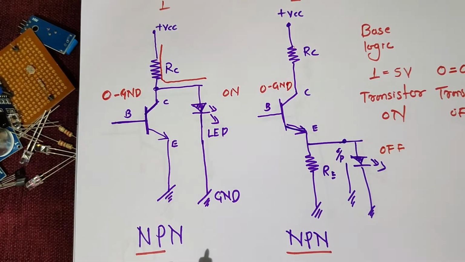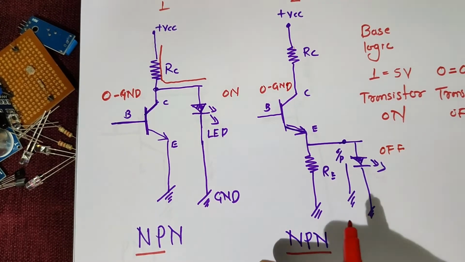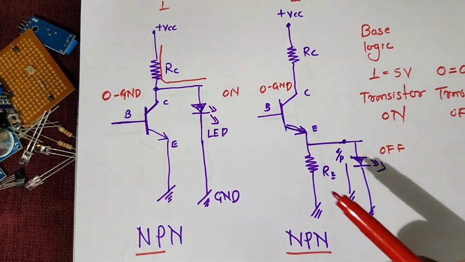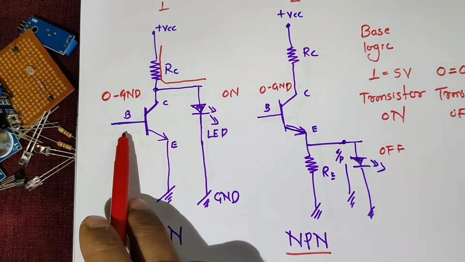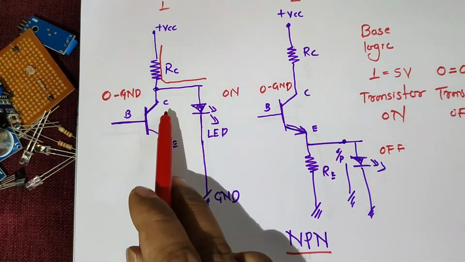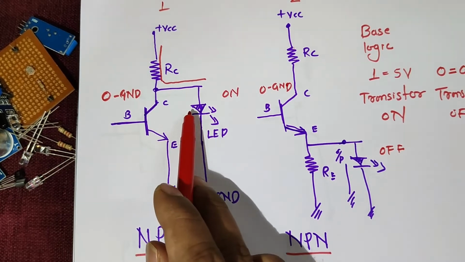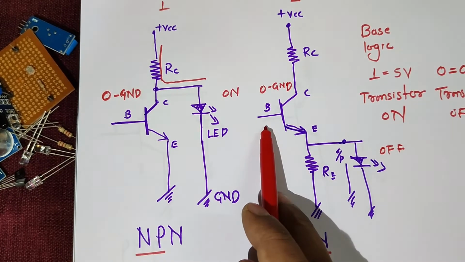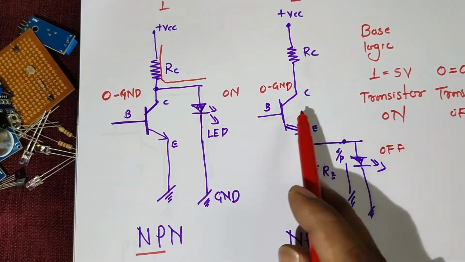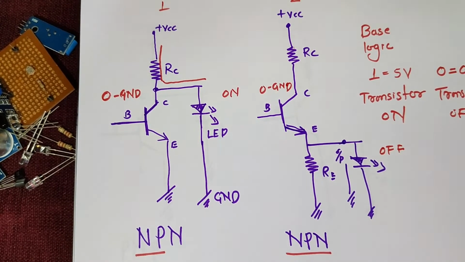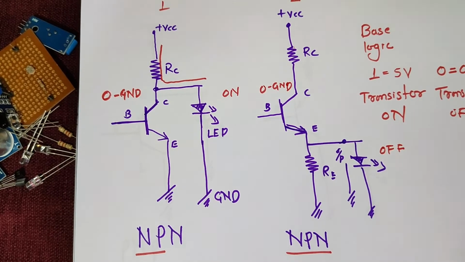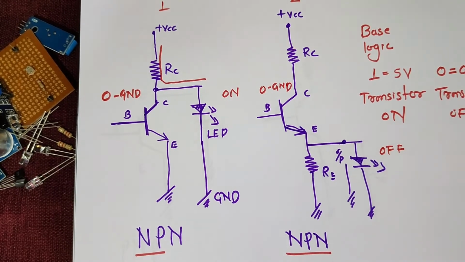Now you can observe that both are NPN, but the way we have taken the output differs: one is from the collector and another is from the emitter. So if the base is logic 0 and the output is with respect to the collector, it will be on, and if the base is at logic 0 and the output is with respect to the emitter, the output is off. Now we'll change the state of the transistor.